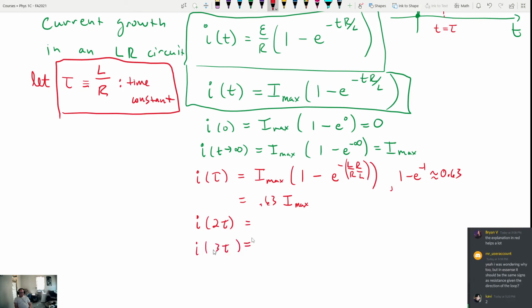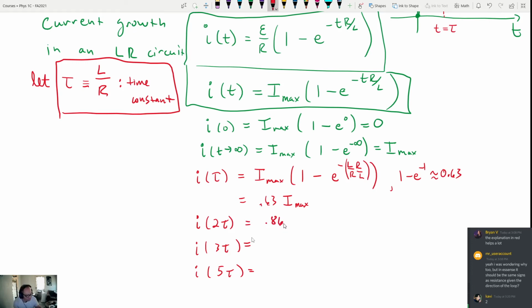It's 2 seconds, right? I'm going to show you a couple other things here just to point some things out real quick. So if you do I of 2 times tau, what you're going to get is 1 minus e to the negative 2. So we're going to get 86%. So this is going to be 0.86.